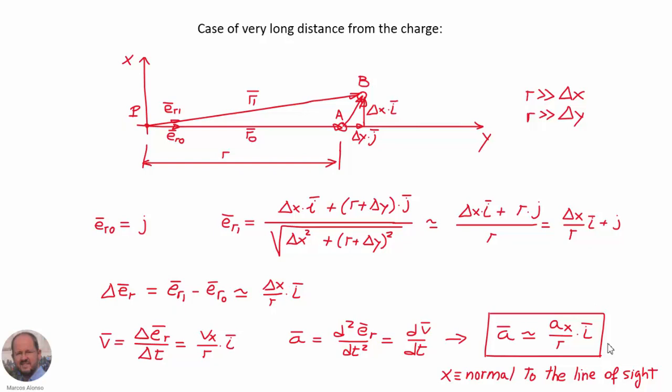If we are very far away from the particle and the particle is moving, the only component that is going to be important for us is the component of the acceleration which is normal to the line of sight. The line of sight is the line that joins the point at which we are calculating the field with the particle.